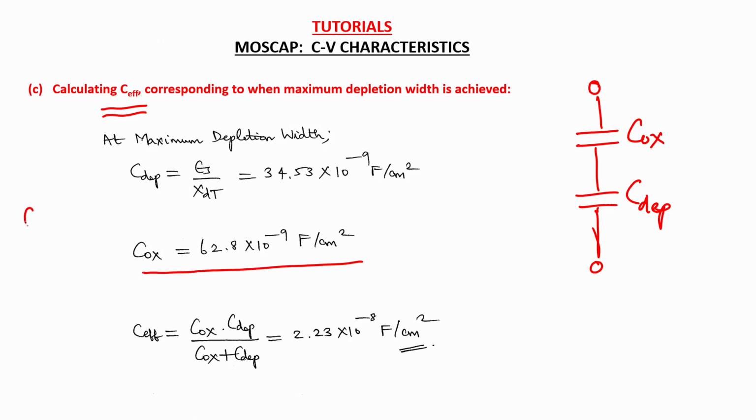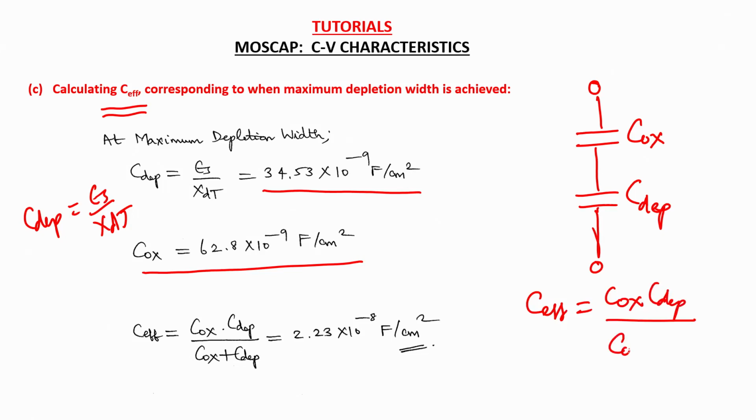C depletion is nothing but epsilon s, corresponding to when maximum depletion width is achieved, over xdt. So when you plug in values, you find that this is 34.53 × 10^-9 farads per centimeter squared. And when you have 2 capacitances in series, the effective capacitance comes out to be Cox times C depletion by Cox plus C depletion. You are asked to find the effective capacitance in terms of unit area capacitance, so you arrive at this number for this problem.